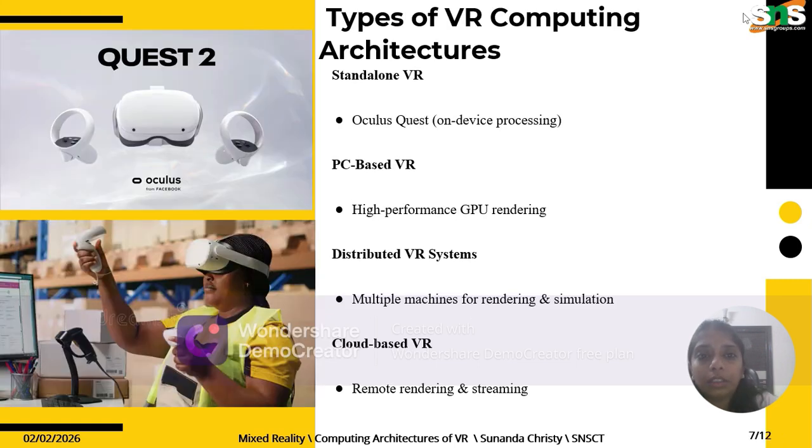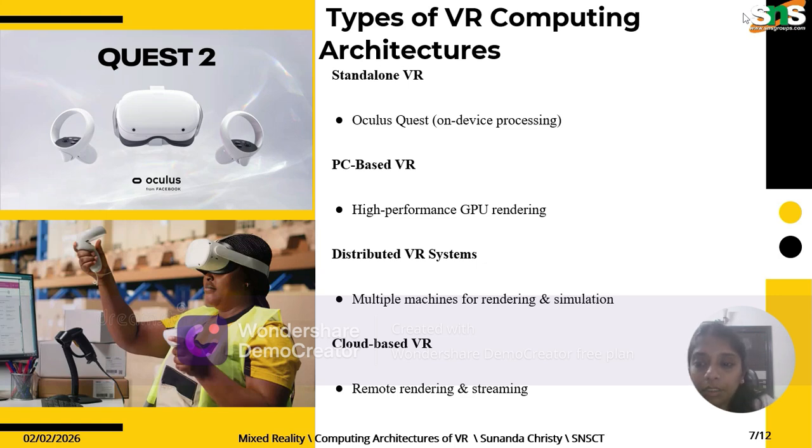So what are the types of VR computing, and how is it used? First is the standalone virtual reality, then a PC based virtual reality with high performance, a PC based distributed virtual reality system, and a cloud based virtual reality. So when it comes to standalone, it is the device that we are using before the eyes. See, look at the picture.